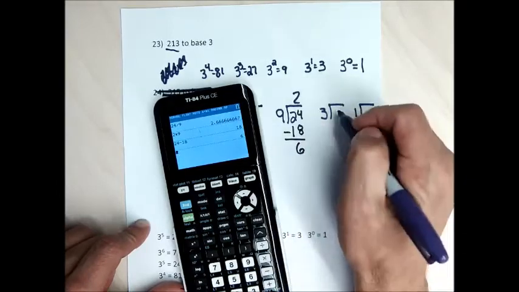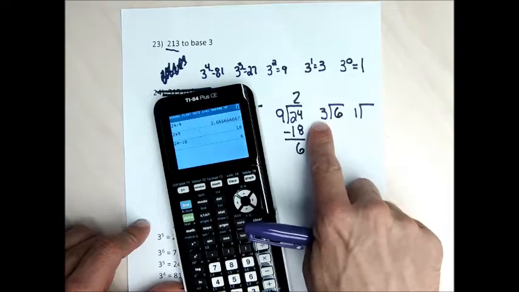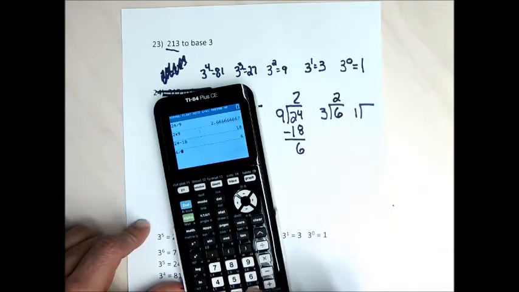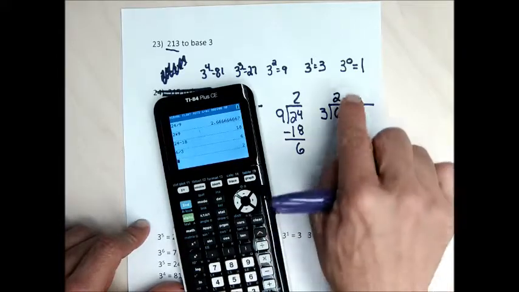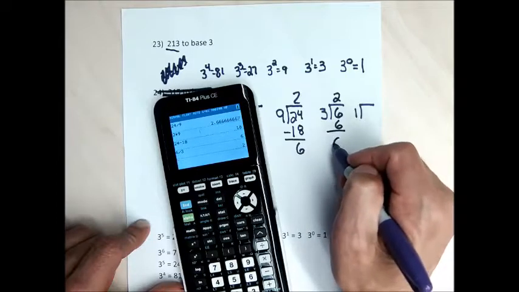Take the remainder of 6, put it under the next division bar. This I can do in my head. 3 goes into 6 2 times, so I'm going to put a 2 on top. But I could have done 6 divided by 3. It tells me to put a 2 on top. Now I'm going to go 2 times 3 is 6. 6 minus 6 is 0.